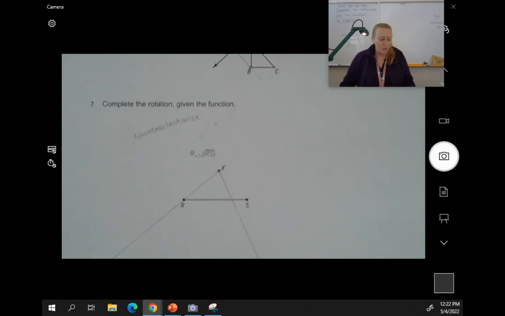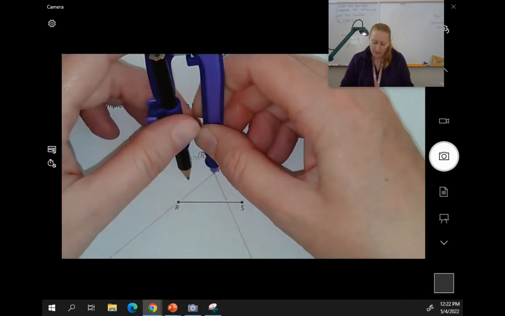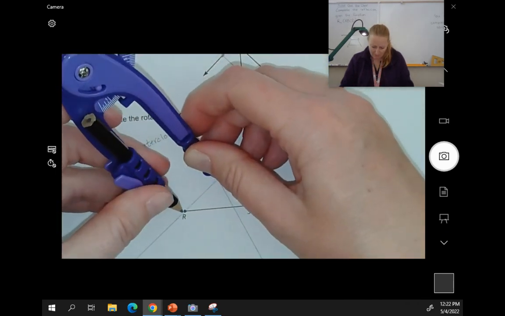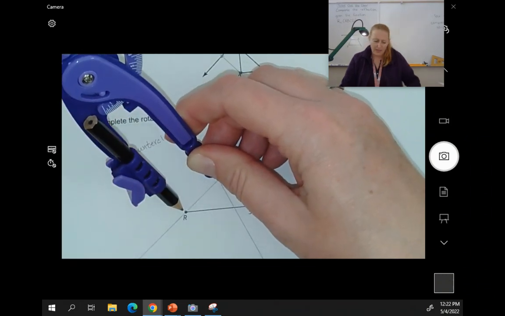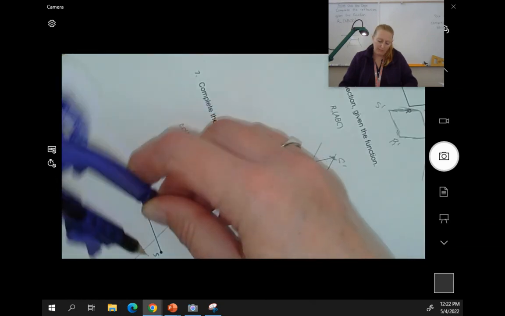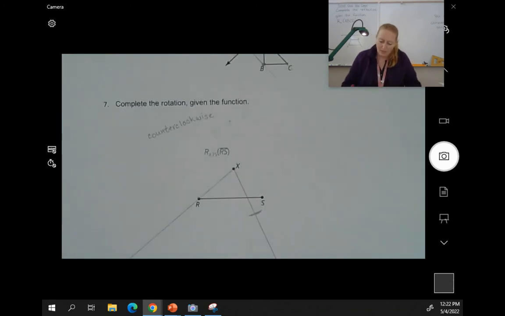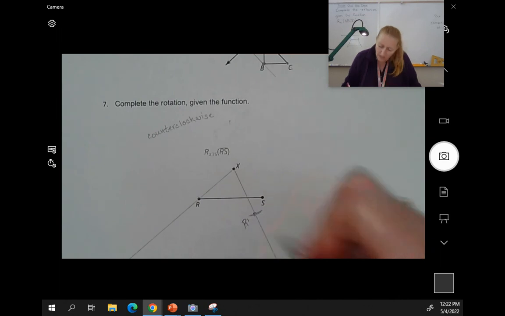Now, of course, this is way too long. We know it's way too long. So I'm going to grab my compass and I'm going to measure X to R. So stabby guy on X, pencil side on R. And then I'm just going to come over and I'm going to make a little mark. Should be able to see that mark. And that's my new R prime. Yay.